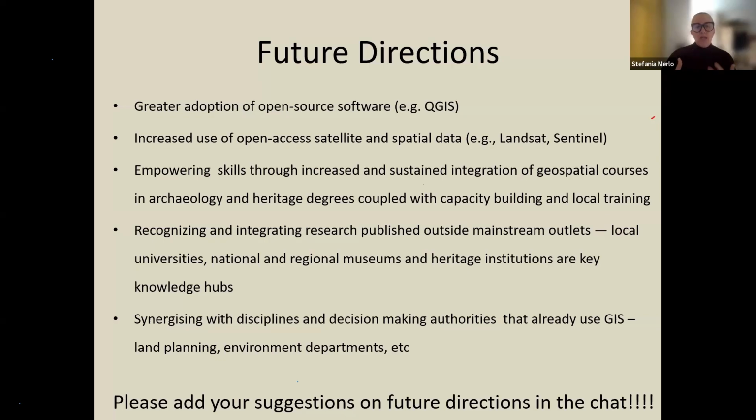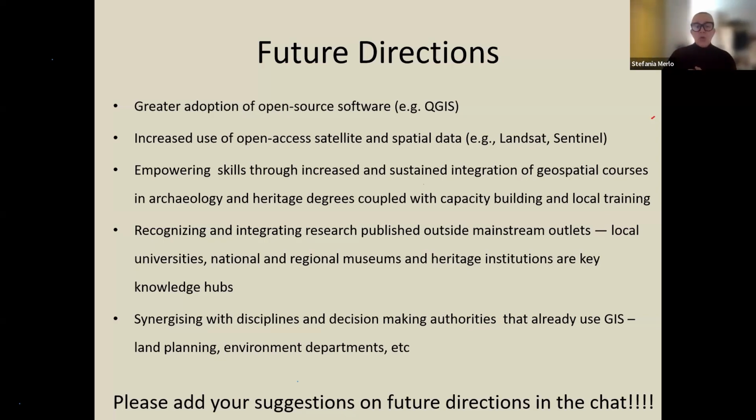And here we go to future directions, even though we have a smaller slice of resources as compared to other countries. What can we do to continue in the future using this type of tools that are going to be used whether we want or not in archaeology and heritage? And so some future directions are here, just thoughts, just bullet points, and please add your suggestions in the chat if you have further thoughts.